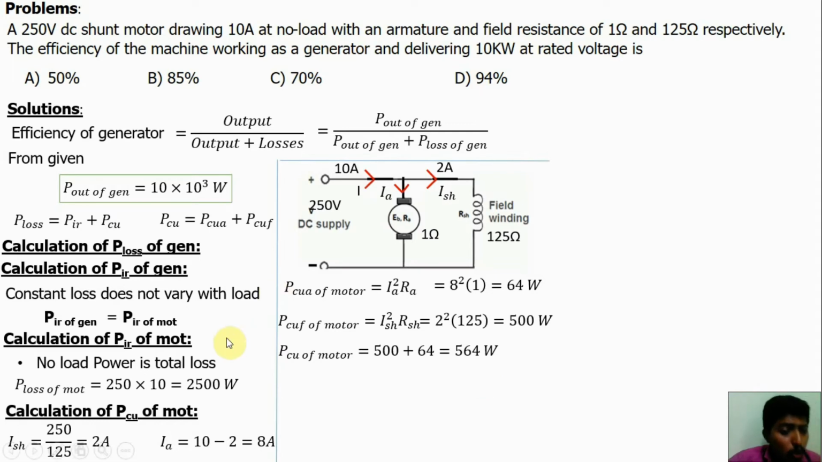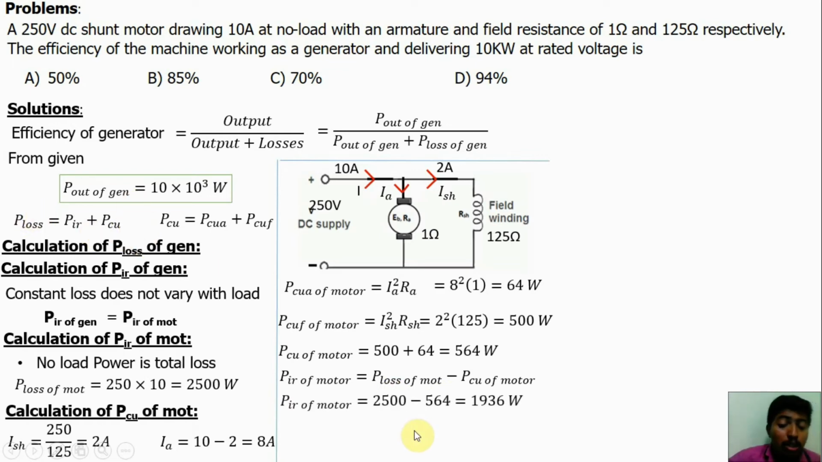Here total loss is known, copper loss is known, from that we can find iron loss. Substitute here: P iron loss of motor is equal to P loss of motor minus copper loss of motor. So we will get iron loss of motor is equal to 1936 watts. Okay, same type of machine, so iron loss of motor is equal to iron loss of generator. So we will get iron loss of generator is equal to 1936 watts.